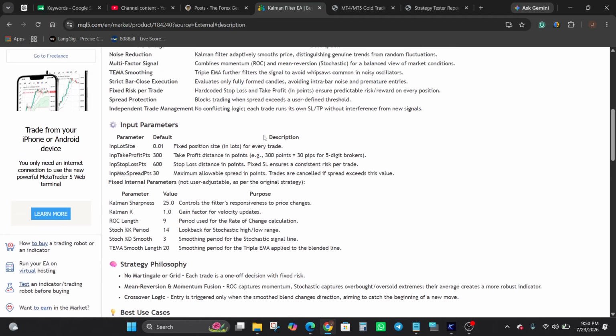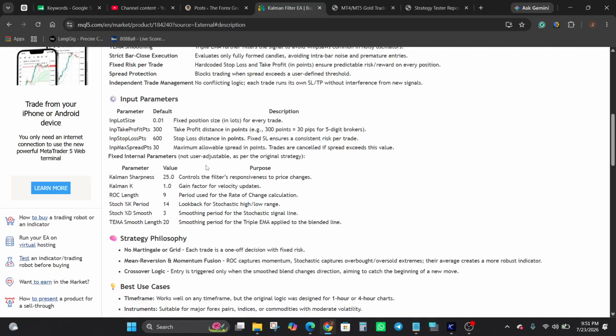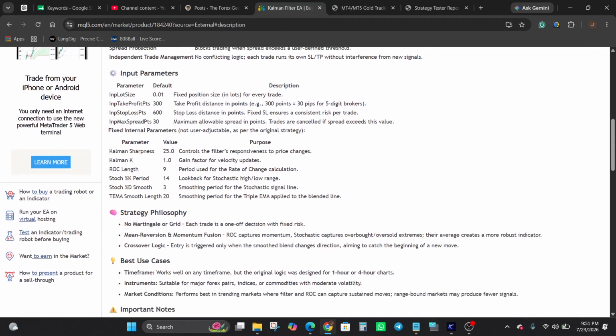Now, looking at the input parameters, everything is kept very straightforward. The default settings use a fixed lot size of 0.01. The take profit default is set to 300 points, which is 30 pips on a 5-digit broker. And the stop loss default is 600 points or 60 pips. There is also a maximum spread filter set to 30 points, and that is to block execution during spread spikes. The core internal filter parameters like the Kalman sharpness, ROC length, and TEMA length are fixed internally to keep the original logic intact.